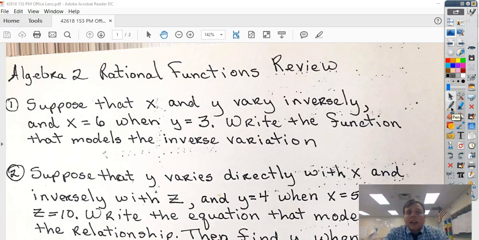Hey guys, so you have a test tomorrow, so I want to make sure I took a moment and went over this review with you, okay? So, number one, suppose that x and y vary inversely. Ooh, that's an important word.